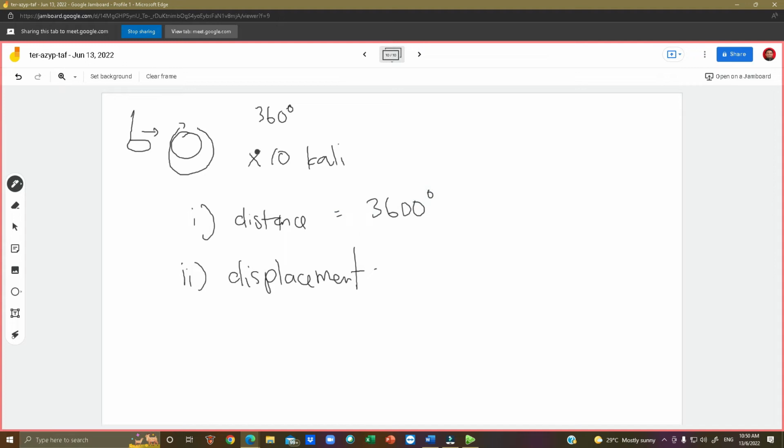And the displacement, if the rolling is actually 10 full rolling, the displacement is 0. Kenapa? Okay, pasal katalah kita ambil satu point A, sekali roll dia balik tempat asal, 2 kali roll dia balik tempat asal, 10 kali roll, 1, 2, 3, 4, 5, 6, 7, 8, 9, 10, A will still become A. Means the place does not change. So, the displacement will become 0. Distance kita kena ikut berapa kali dia rolling.